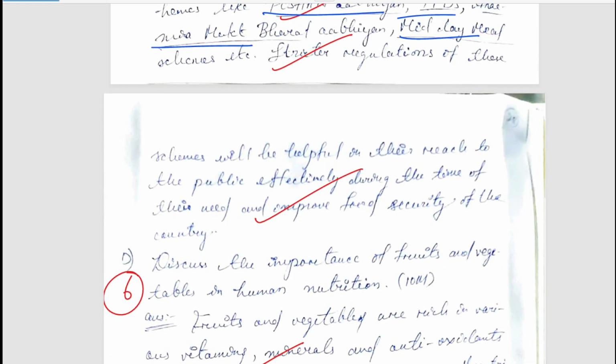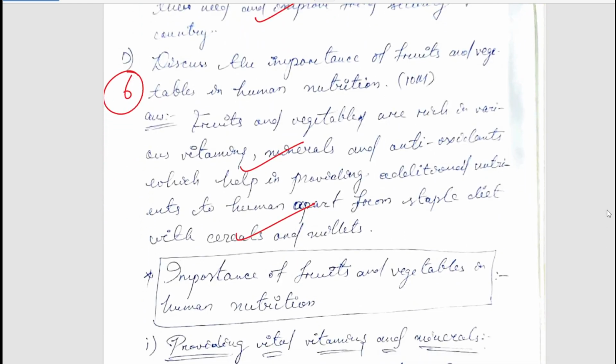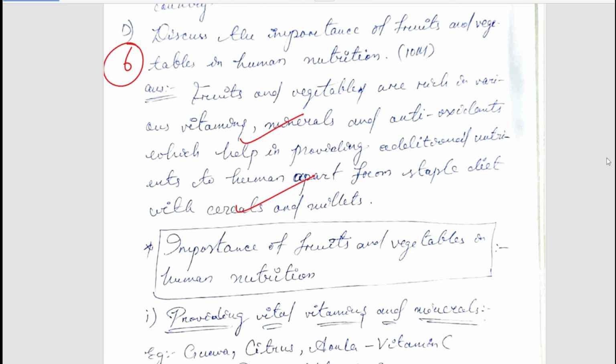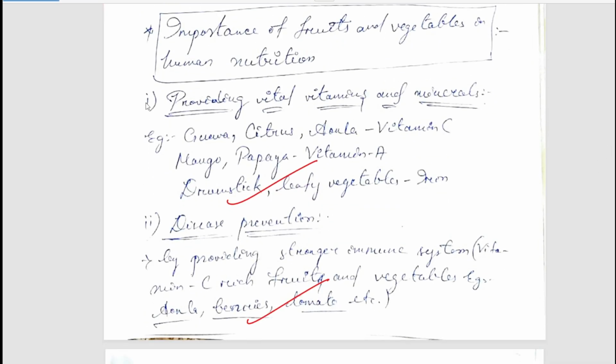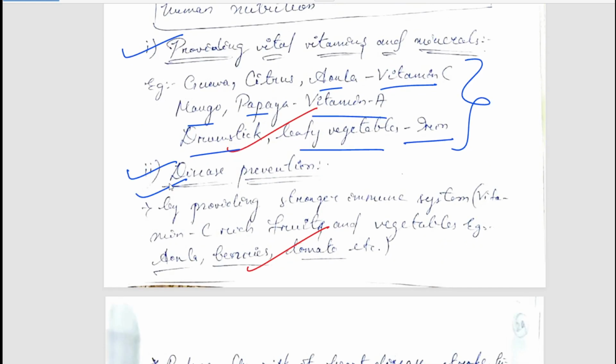The next question is, discuss the importance of fruits and vegetables in human nutrition. So obviously, the fruits and vegetables are rich in vitamins, minerals, antioxidants. So you all know it. The importance has been mentioned. They provide vital vitamins and minerals. Examples very good: vitamin C from amla, vitamin A from papaya, mango, iron from drumstick, leafy vegetables. So very good. Disease prevention, obviously.